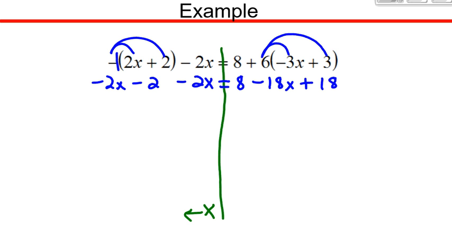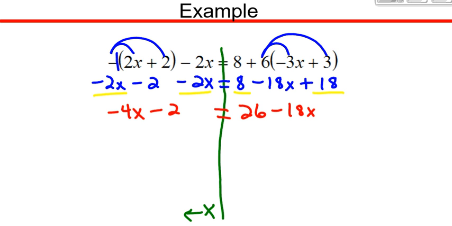All right, looking on my left side, I see 2 terms with x's, so I need to put those together. So negative 2x minus 2x is going to give me negative 4x. Again, they don't come out to 0 unless one's positive and one's negative. So since they're both negative, it's going to be negative 4x minus 2 equals. Then on my right side, I see 2 terms without x's, so I can put those together. 18 plus 8 is 26 minus 18x. So look how much smaller it got just by combining my like terms.